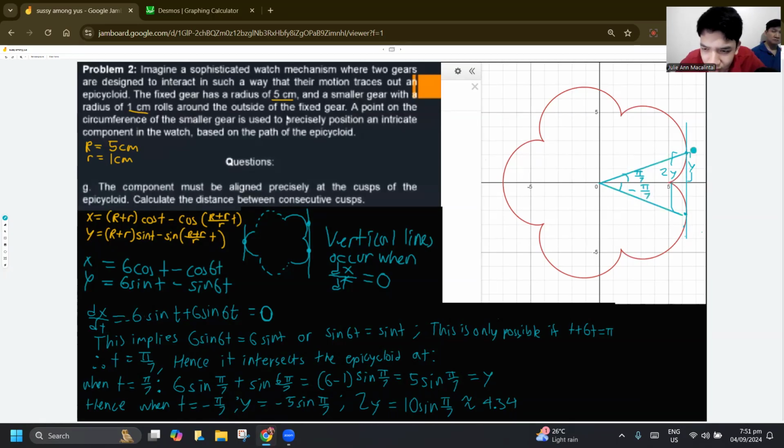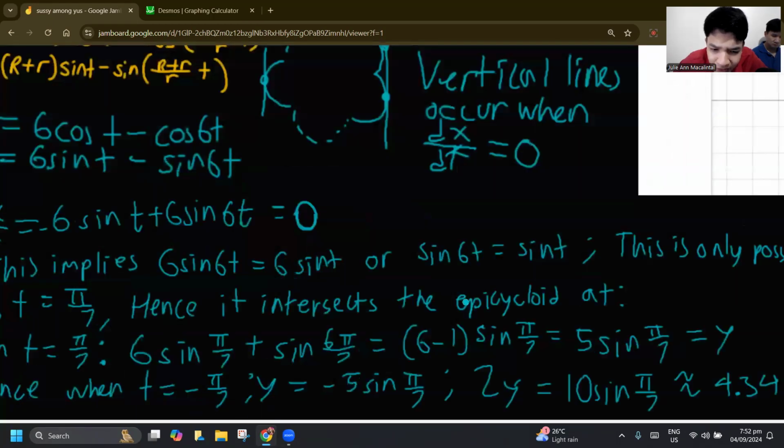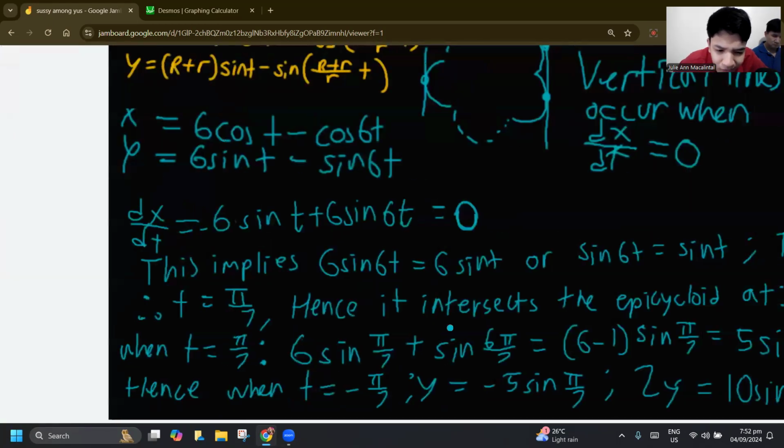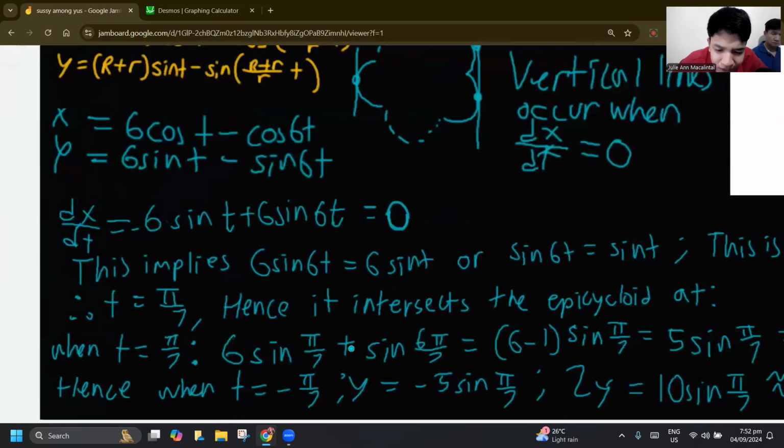We are interested in the y because we are interested in this length, and then this length, and the fact that this is a perfect vertical line. So we can clearly say that this length is indeed this length. So its actual y value is already half of the distance we want to find. So when t is equal to pi over 7, just substitute.